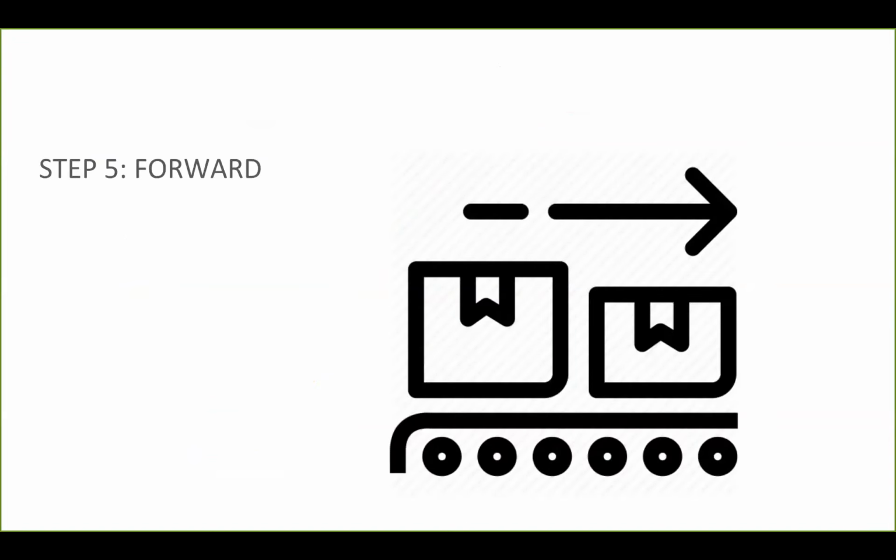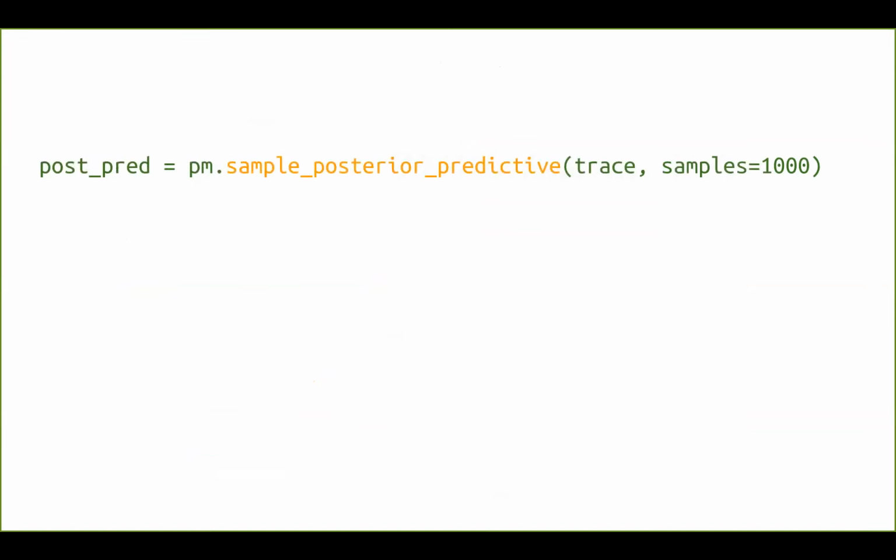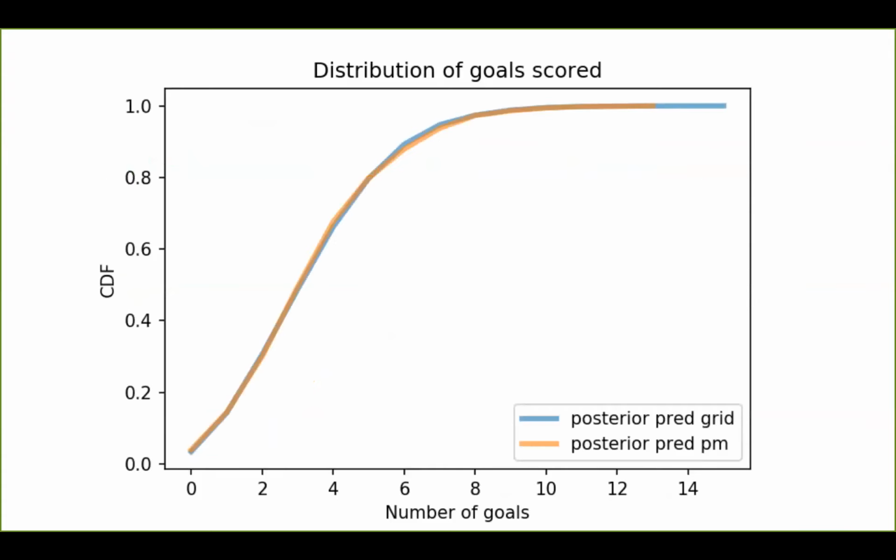The last step, now that I've got PyMC, is to run the PyMC model forward. Here's what that looks like. I've got a function called sample posterior predictive. It takes the result from the previous step. That trace is the sample from the posterior distribution. What this function does is generate a sample from the predictive distribution. And here's what that looks like. Again, I can compare it to the results from the grid algorithm and confirm that my model works.